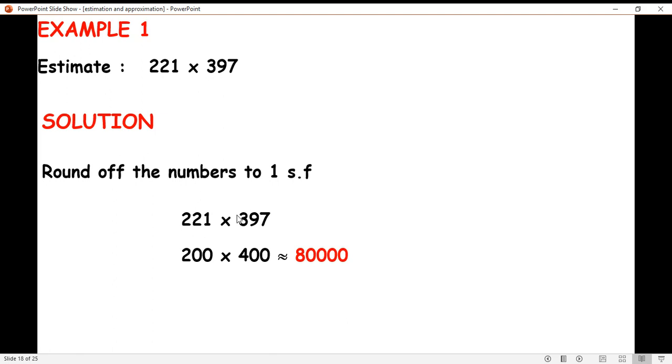How can you round off 221 to one significant figure? If you look at this 2, it will be the target digit. Since it's one significant figure, you count this first digit. Now, you look at the digit beside it to the right. Is this 2 up to 5? No. So the 2 here will turn to 0, and this 1 will turn to 0. That means we bring down 2. So 221 to one significant figure will give you 200.